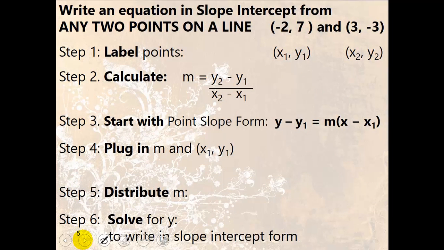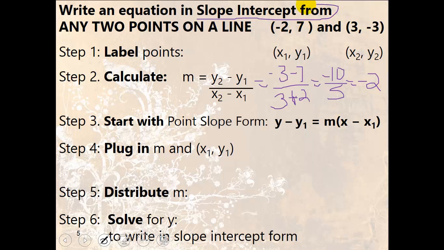All right, what happens if we aren't given the slope, but instead we're given any 2 points on the line? Well, all we have to do is a step previous, and that's calculate the slope. So label your points, calculate slope, and we get negative 3 minus 7 over 3 minus a negative 2, so that's 3 plus 2. And so we get negative 10 over 5, and we get negative 2. Now, we want an equation in slope-intercept form, but we don't have the y-intercept, so we have to start with point-slope form.